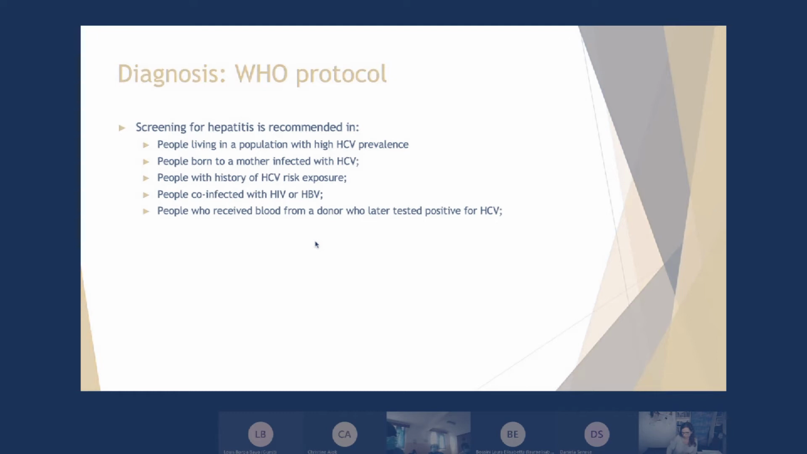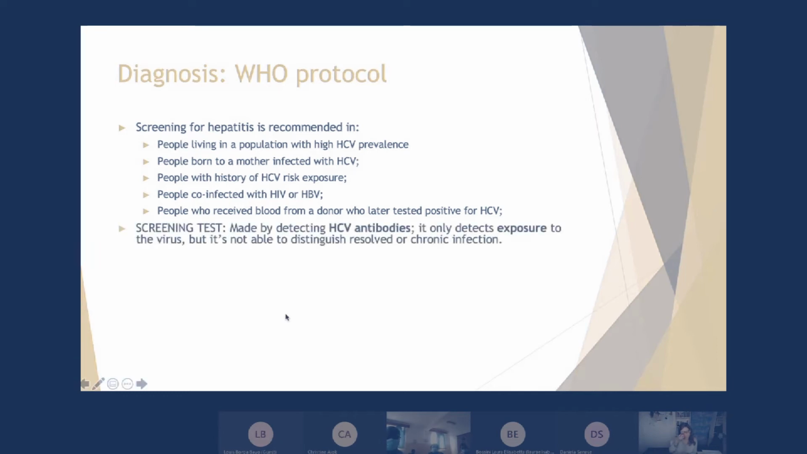Of course, we have to consider the possibility of transmission through blood donations, but if we do screening tests on blood donors, we will know if someone is positive for HCV. What do we do to diagnose HCV?